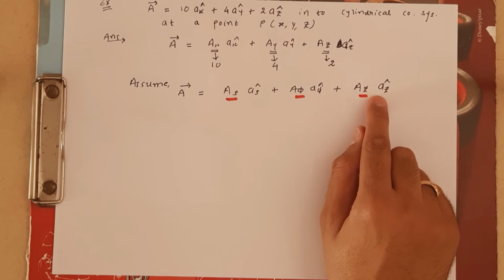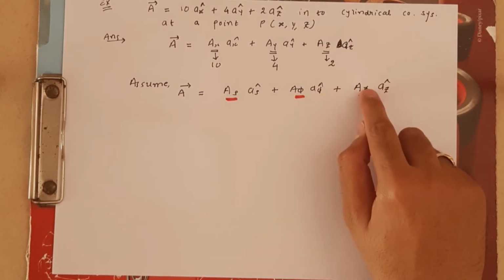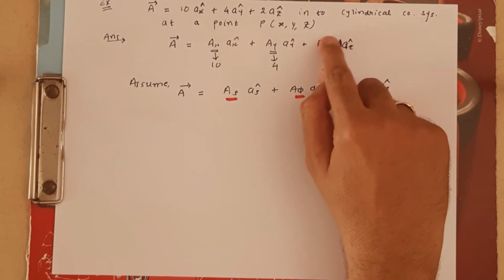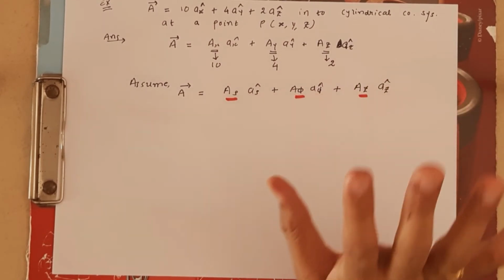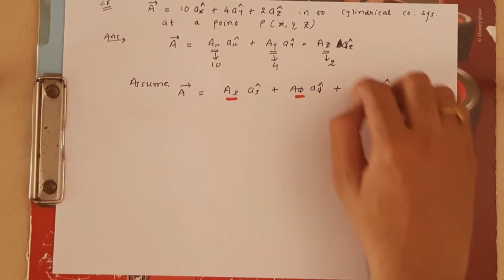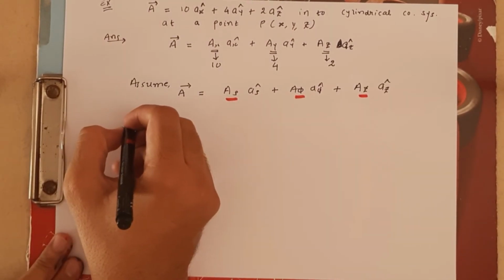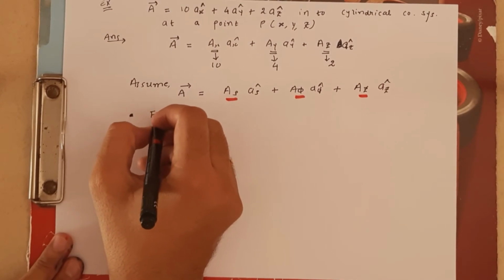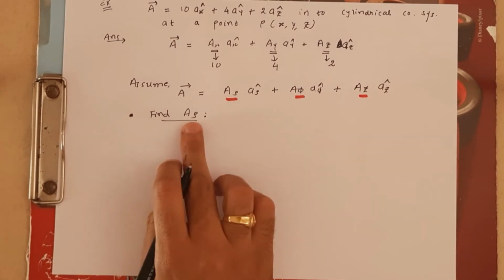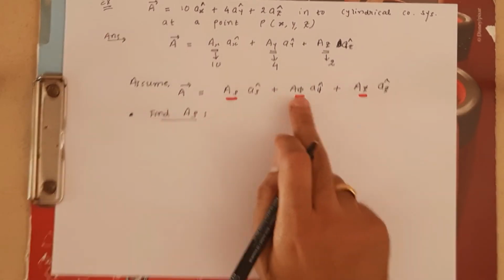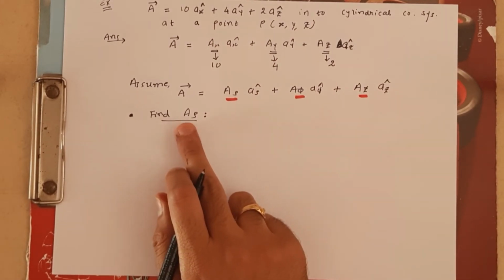Clear? Okay, if you notice one thing, z and z, these two are the same, az and az. So the value of this Az is 2, because here capital Az is 2. But still we have to calculate the value of Az, and we will prove that both Az are the same. So first I have to find A rho. What calculation do I have to do for A rho? We will do the same calculation for A phi and Az also. Clear?